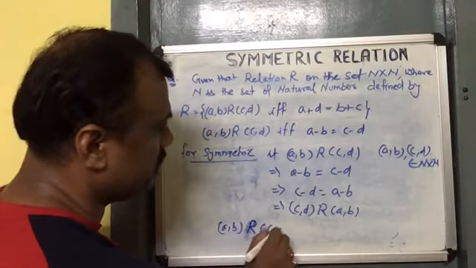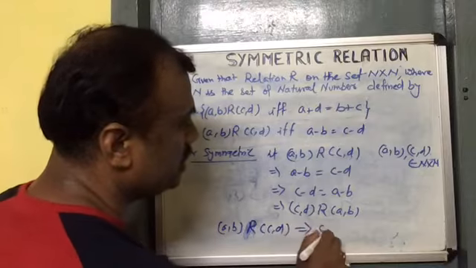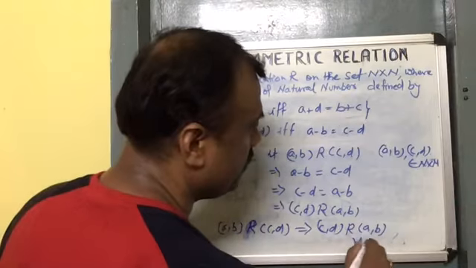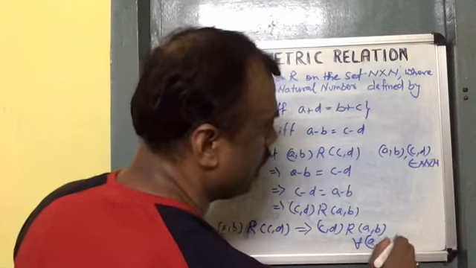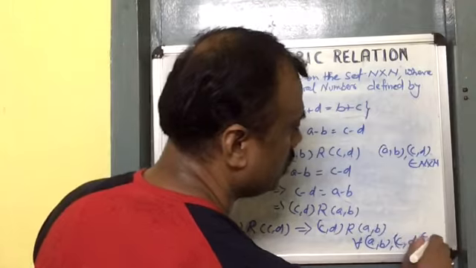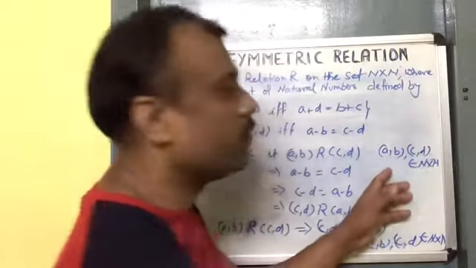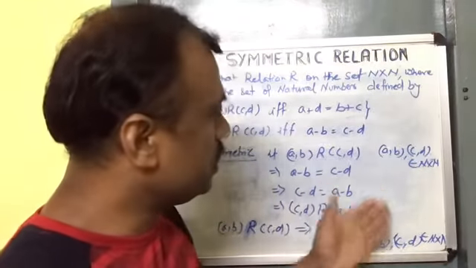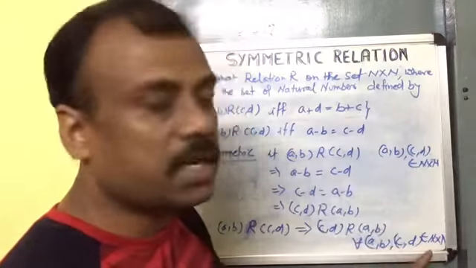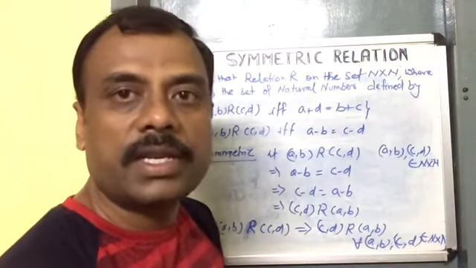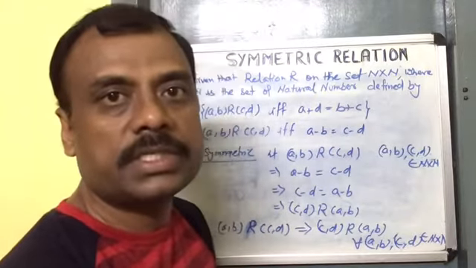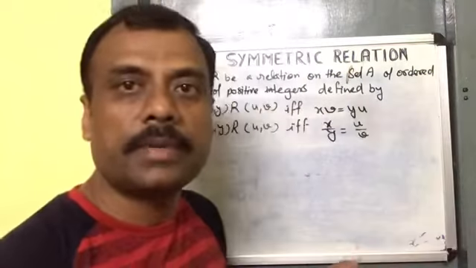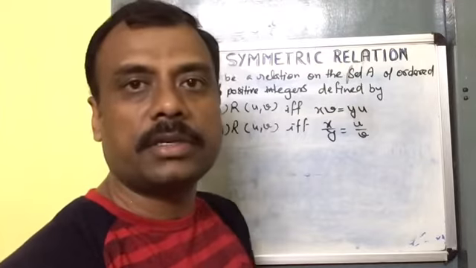(A,B) related with (C,D) implies that (C,D) related with (A,B) for every (A,B) and (C,D) belonging to N cross N. Here we have chosen some elements and we have proved it for general elements. That's why we can write here for every element. Let us go for another example to understand this relation in a better way. Okay, here I have another example to understand our symmetric relation in a better way.